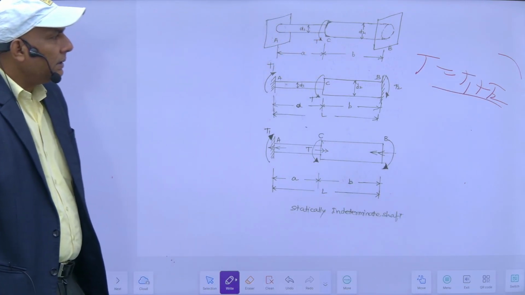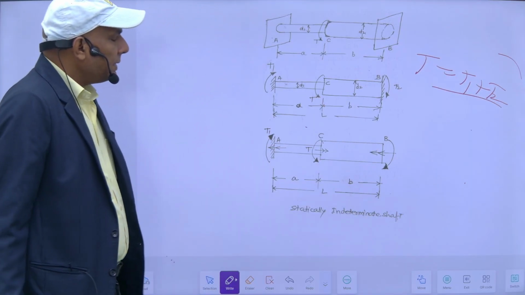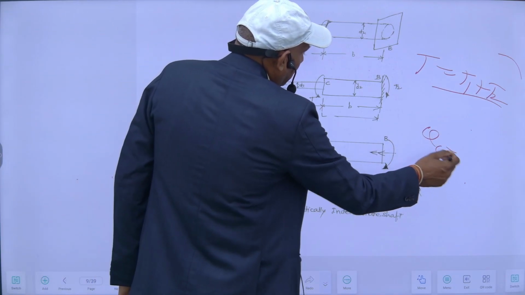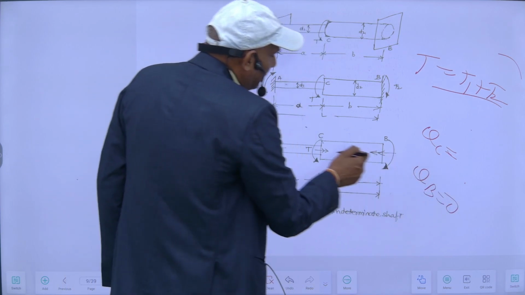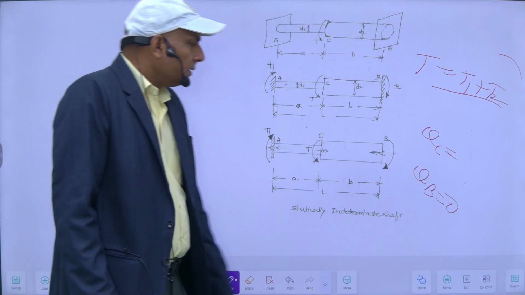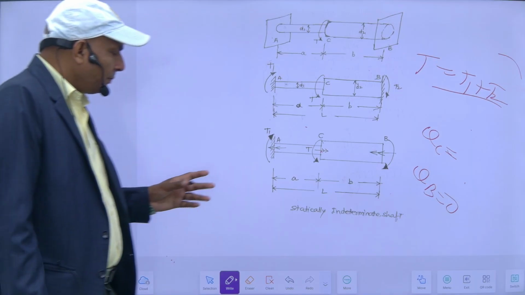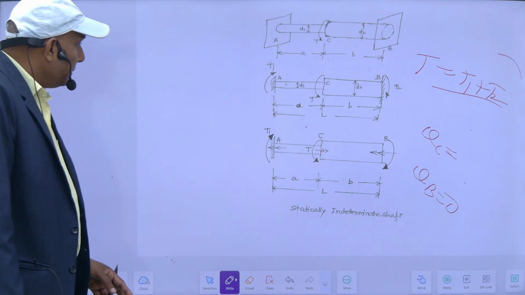So, we require another equation, that is the condition of compatibility. The condition of compatibility is that theta is the same for both. Total theta B is equal to 0. So, the angle of twist for this portion is equal to the angle of twist of this. This is another condition of compatibility. Angle of twist denotes the relative stiffness.